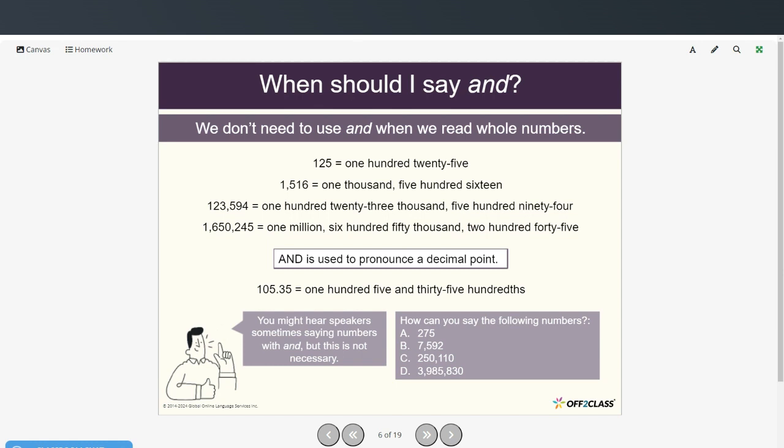So now practice saying the following numbers A through D. You can pause the video, try this on your own, and then restart when you're ready to check your answers. So A, 275, B, 7,592, C, 250,110, and D, 3,985,830.